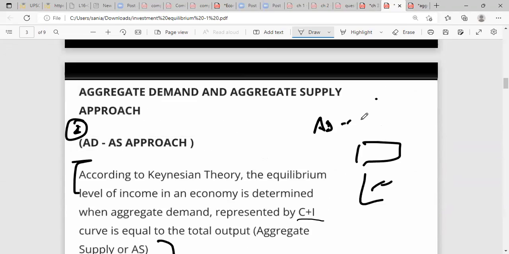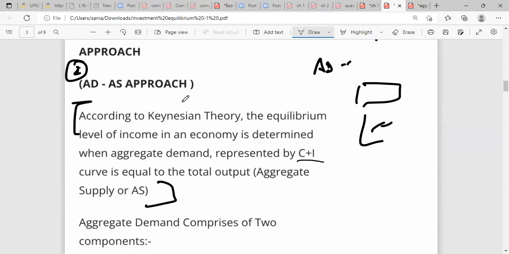So from here itself, first of all, write this AD AS approach, and then this definition, then the schedule and the graph. Okay.